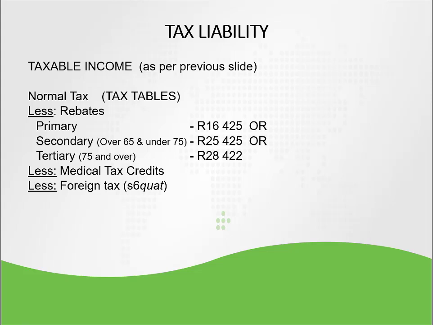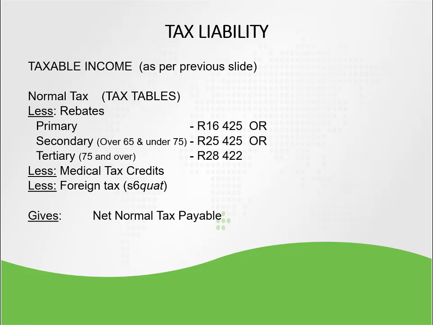And then if the person has earned any foreign income that has a non-refundable foreign tax paid on it, there's a foreign tax section 6 quat rebate that can be deducted from the normal tax. And then that will give us the net normal tax payable. So that's the amount after working with the tax tables and minusing the rebates from it.